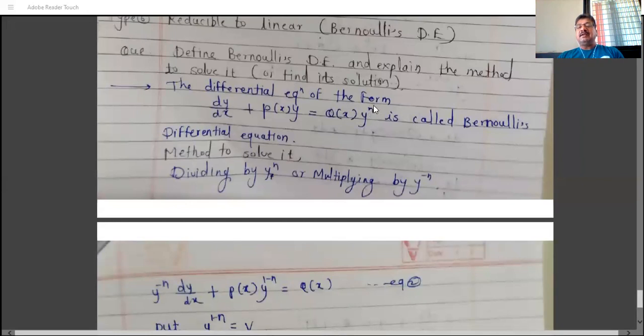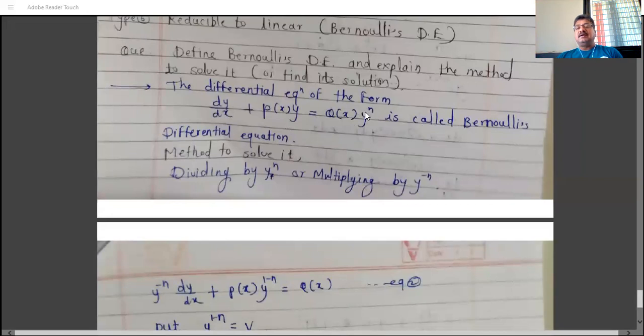Obviously, if n is 0, then y raised to 0 is 1, and then the equation is a linear differential equation. That is, the linear differential equation is one type of Bernoulli's differential equation with n equal to 0. But here n is an integer, either odd or even.